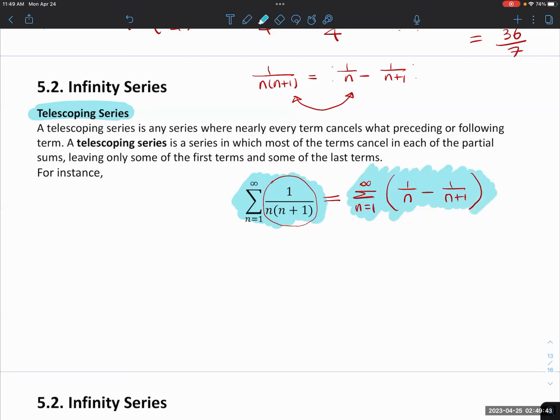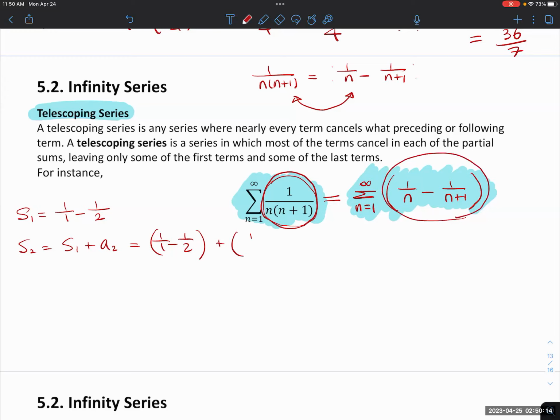And then let's keep checking. Let's find out S1. S1 means you're going to plug in 1: 1 over 1 minus 1 over 1 plus 1, which is 1 over 2. This is S1. Stay there. Let's find out S2. So we already know S1 plus A2. So S1 is 1 over 1 minus 1 over 2. A2, this is A1, so you're going to plug in just 2. So here, this is your A2: 1 over 2 minus 1 over 3. Are you okay?